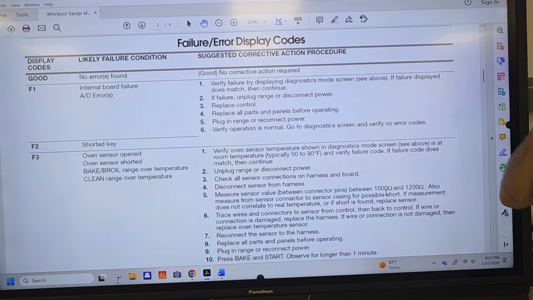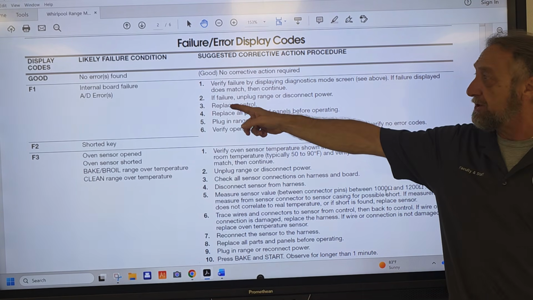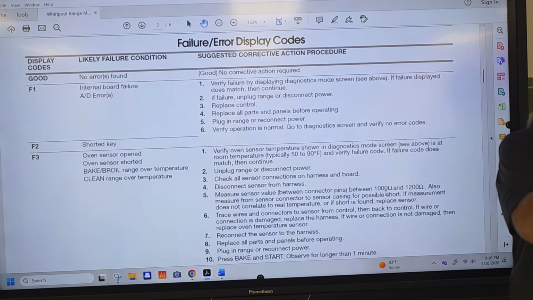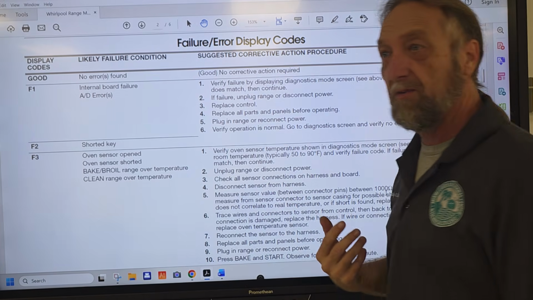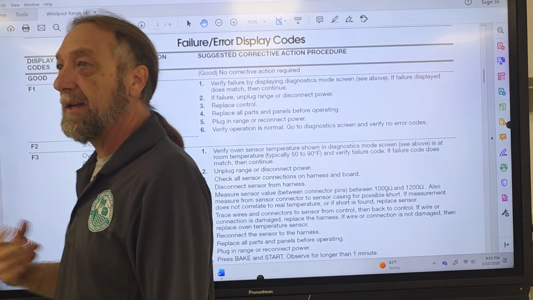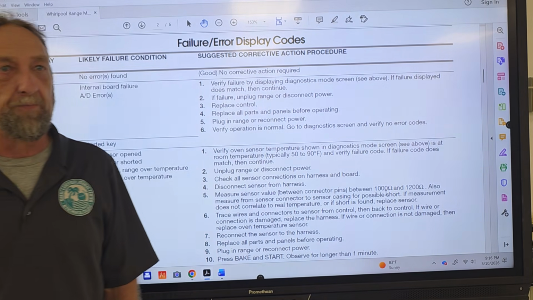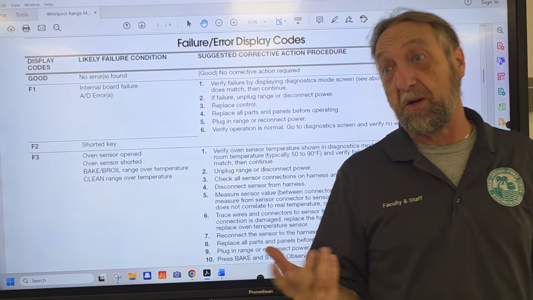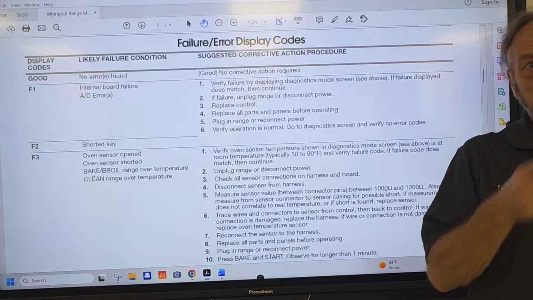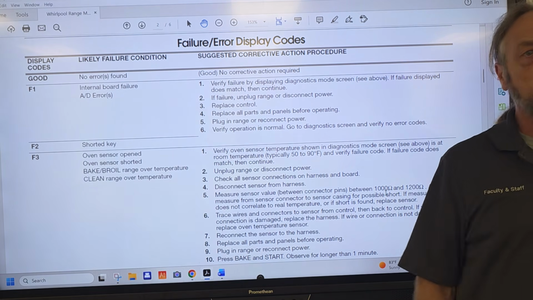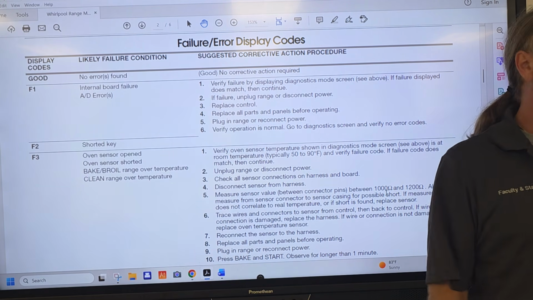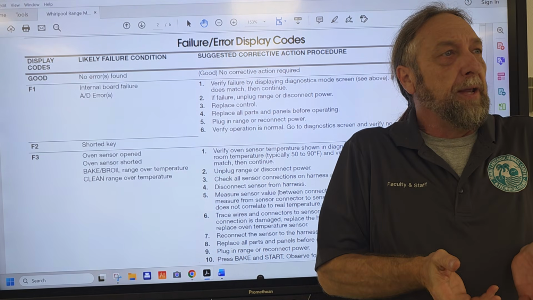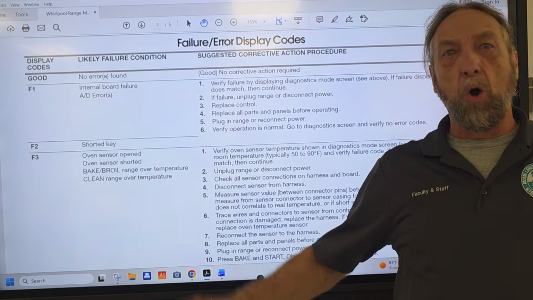Verify that it's the display match. If failure, unplug the range and disconnect power. A lot of times, if you get error codes, they'll tell you to disconnect the power and plug it back in and see if the error code repeats. Sometimes you'll have machines that will have an error built in them, especially washing machines. And you go to a customer's house and they tell you, oh, this is what it's doing. It's banging all around like the BMW washer. It's always banging, right? You go in there and the error code says something else, like motor.